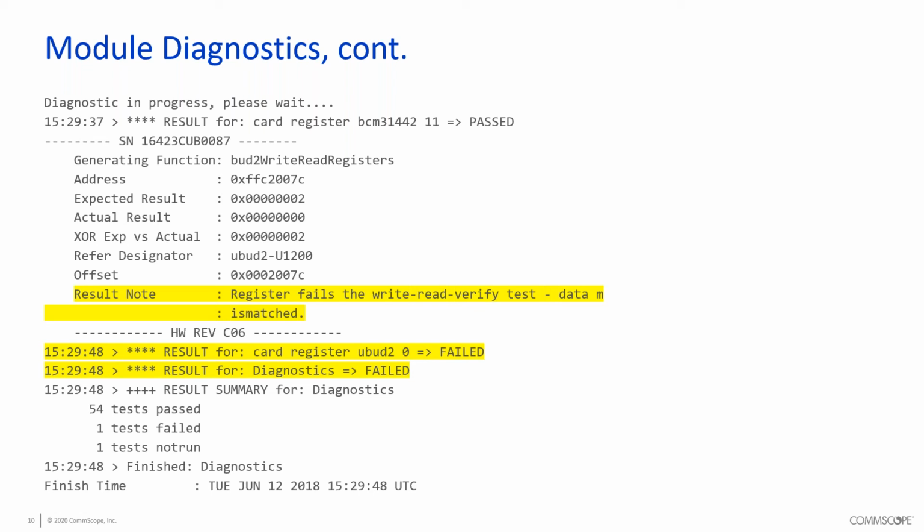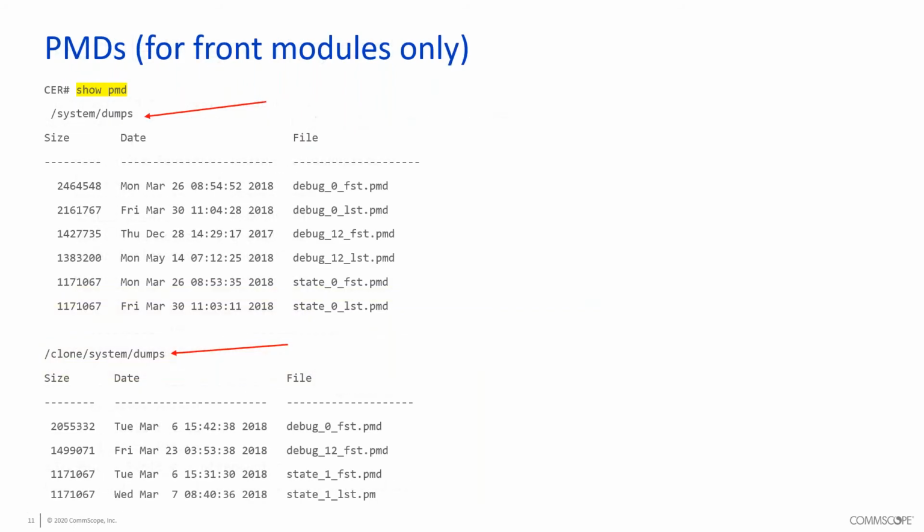One other piece of data that we would ask you to collect would be any post-mortem dump files, or PMDs. And these are for our front modules only. So for our DCAMs, our UCAMs, and RSMs, you can use the command show PMD. And when you do this, you're going to see 2 locations of where these post-mortem dump files have been recorded.